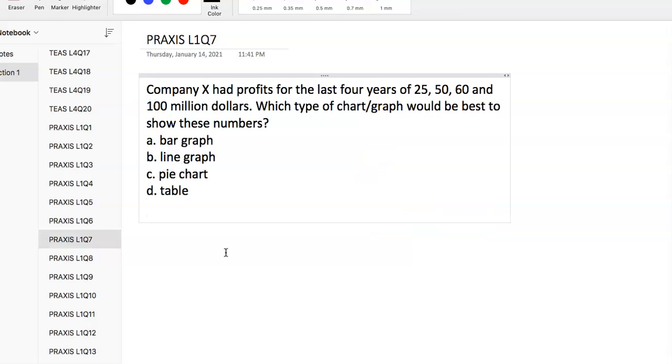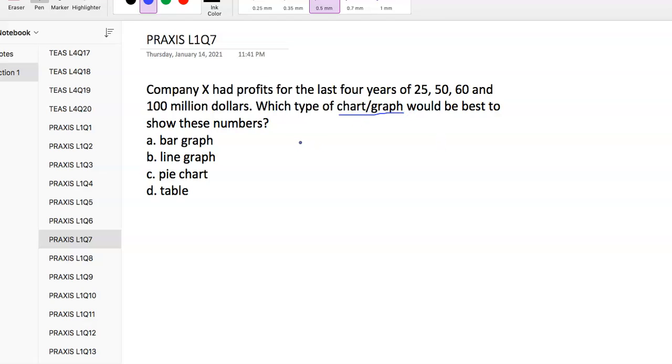Okay, and then we get into some questions about charts and graphs. You are responsible for knowing just the basic difference between when you use a bar graph, when you use a line graph, when you use a pie chart. That table answer is basically never the answer if you see these 4 options here. A bar graph is best when comparing revenue or profit for different time periods.